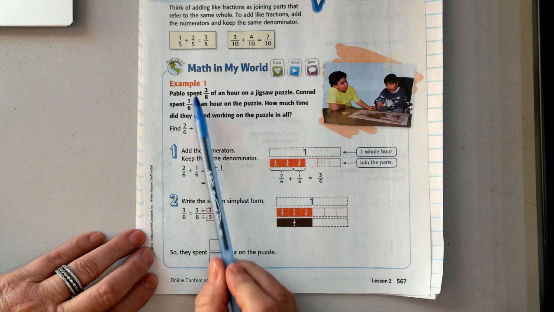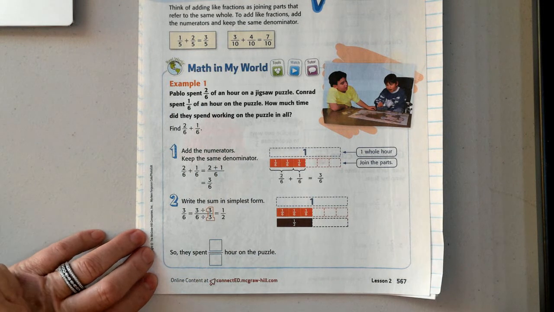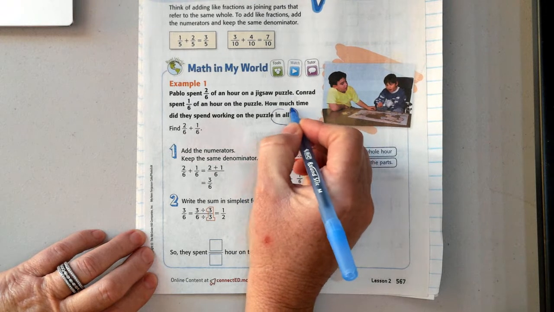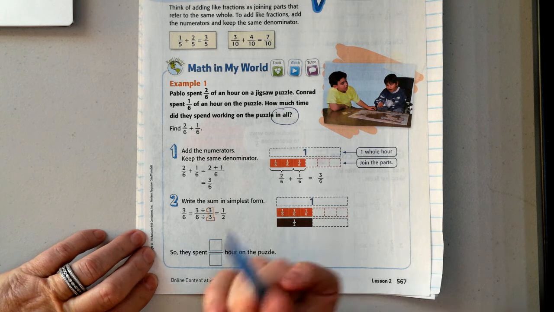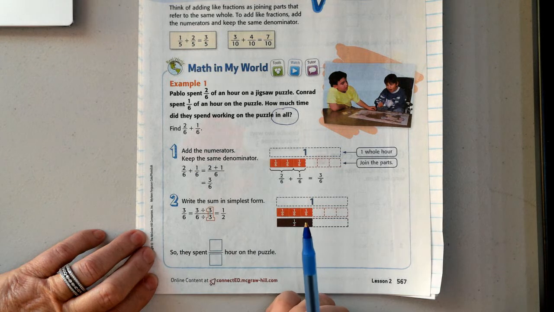Pablo spent 2/6 of an hour on a jigsaw puzzle. Conrad spent 1/6 of an hour on the puzzle. How much time did they spend working on the puzzle in all? So now remember, we always look for those. We're doing word problems, and in all would mean that we are going to add. So we need to find 2/6 plus 1/6.